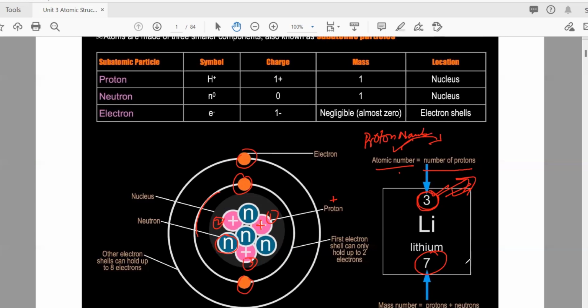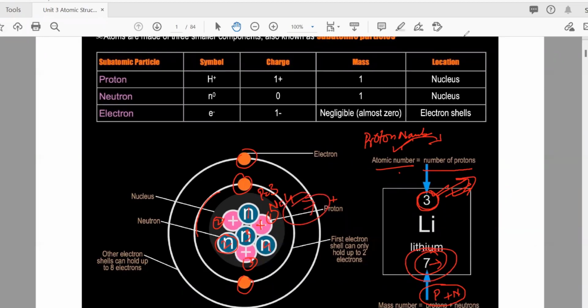After that, what is 7? 7 is the atomic mass. What is atomic mass? If you add protons and neutrons together, that is known as the mass number. For example, here how many protons are there? Three protons. How many neutrons? One, two, three, four. So 3 and 4, total 7. So it is 7.